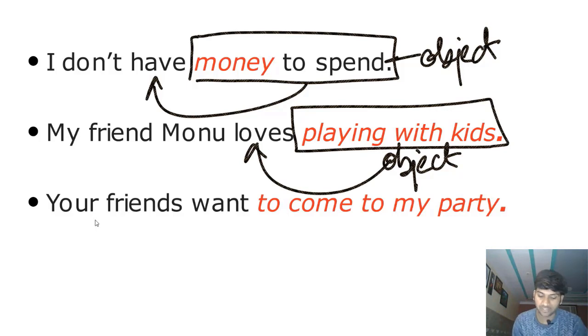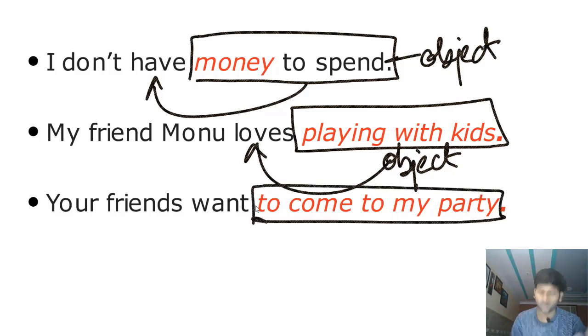Another example: your friends want what? If I just said your friends want, how would you react? You'll say what? What do your friends want? To come to my party. Your friends want to come to my party. Your friends want my money. So verb complements are generally an object of the verb.